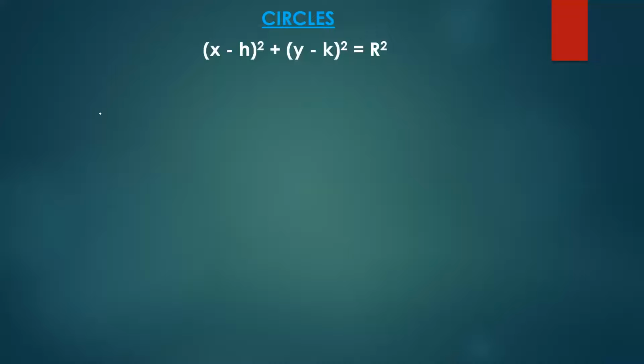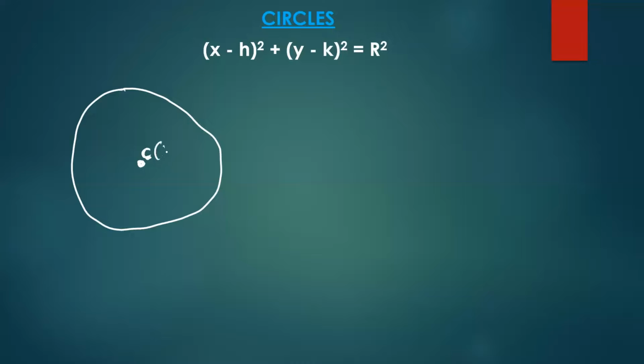So I was saying a circle, we all know what a circle is. This is how it looks. Then it has the center there. So the center is denoted by C. And this center, we expect to have coordinates, of course, because we're dealing with the XY plane. So these coordinates are the ones that we call h and k.